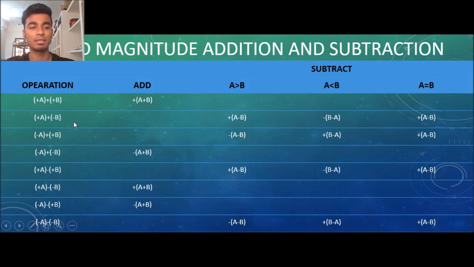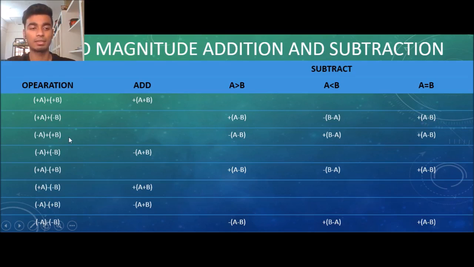In the second case we have taken A as positive and B as negative. So if A is greater than B, the answer will be plus of A minus B. If A is smaller than B, the answer will be minus of B minus A, and if A and B are equal, the answer will be plus of A minus B.